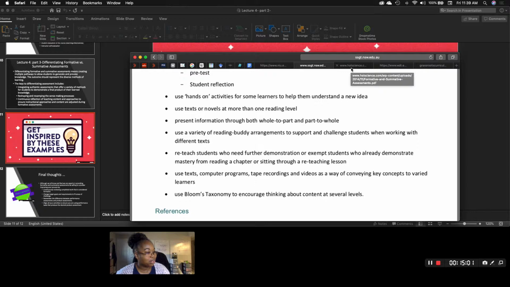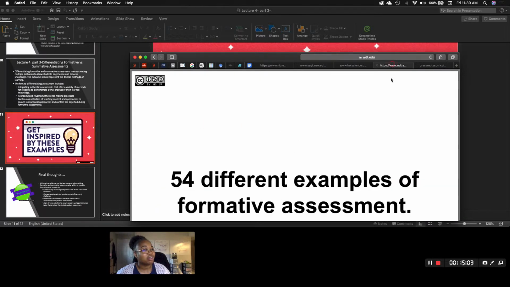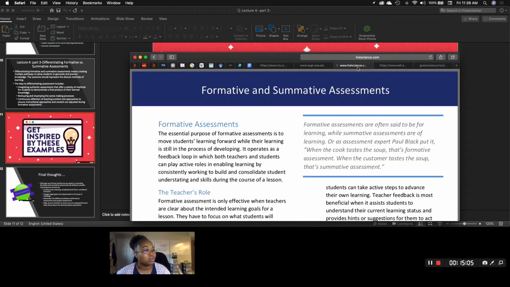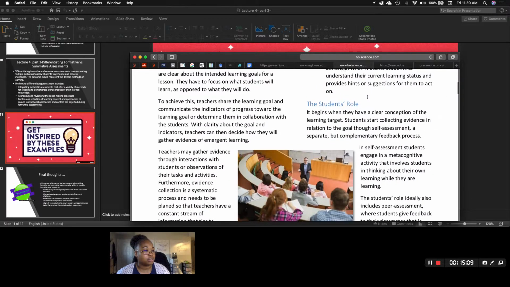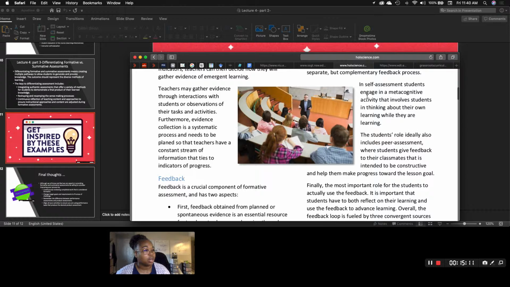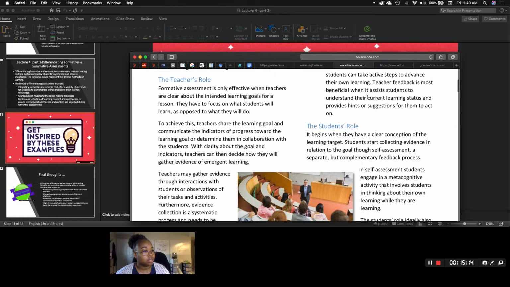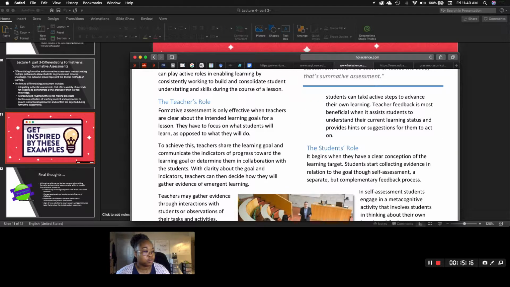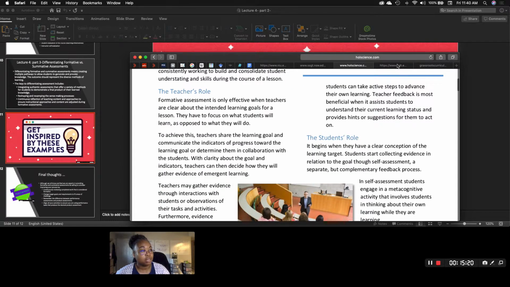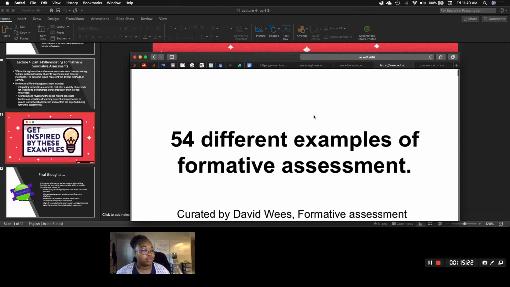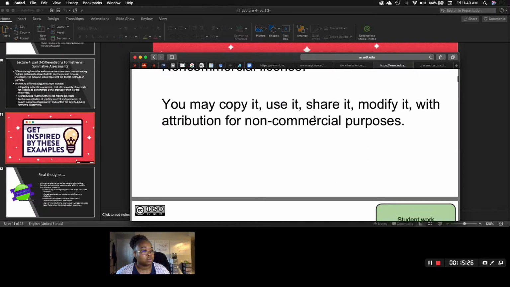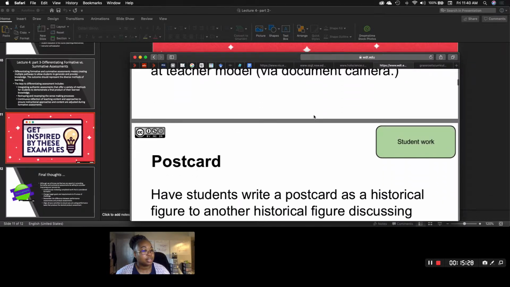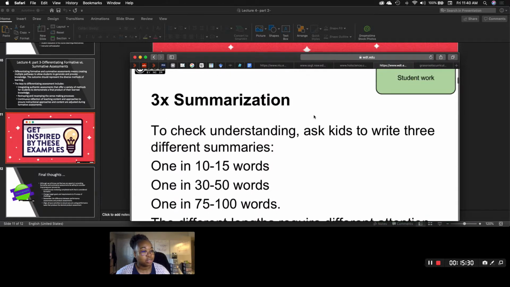You do not want to do all of this hard work and then not even know what the end result is. This example here gives you a breakdown of the student's role and the teacher's role throughout this process, so that you understand really what is supposed to be happening. Here we have 54 different examples of formative assessments, and I thought this was pretty cool. I also added postcards, which I thought was cool.